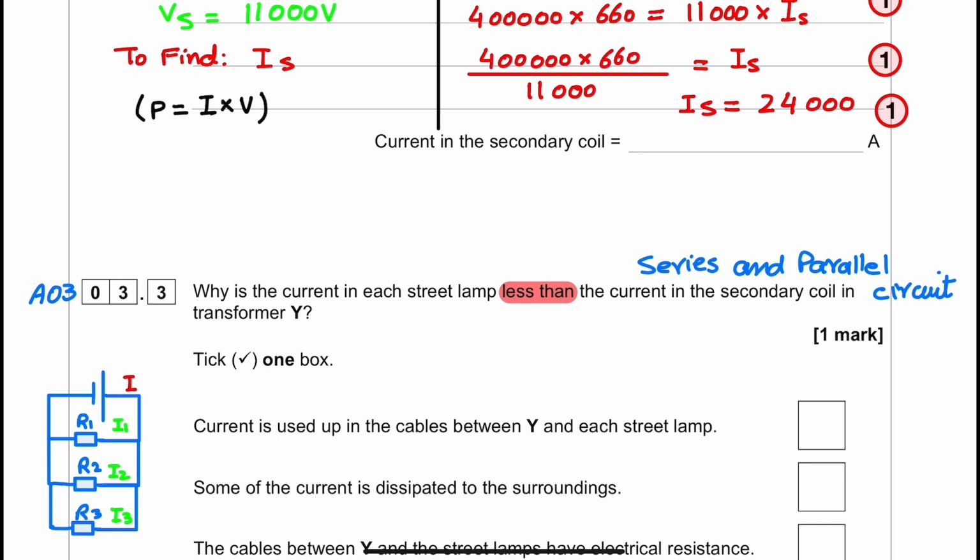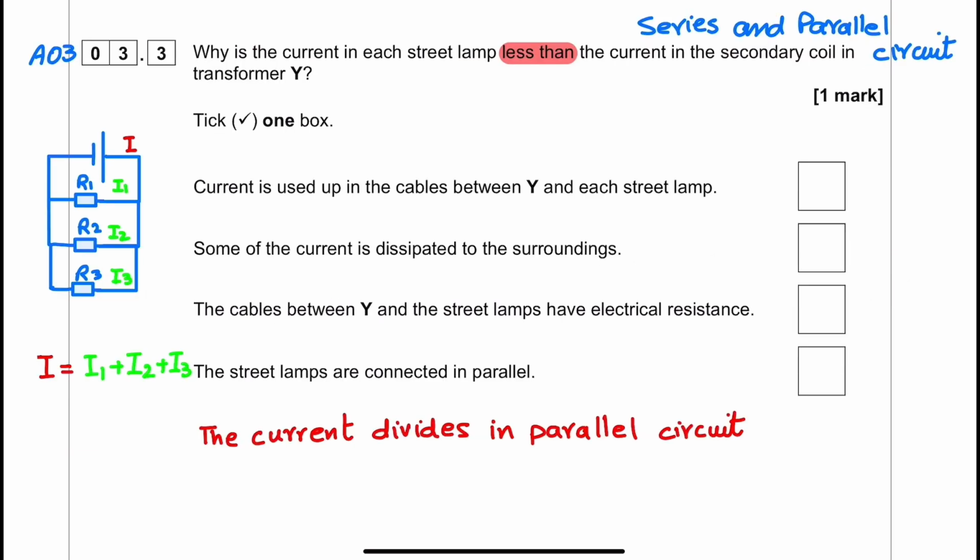We need to find the correct answer. We'll consider here the current coming from the secondary coil, that is 24,000 amperes. If the street lamps are acting as resistor 1, resistor 2, and resistor 3, we know that they are in a parallel circuit, therefore the current will divide. The current I1, I2, I3 is less than the total current I. So in a parallel circuit, the total current I is equal to I1 plus I2 plus I3.